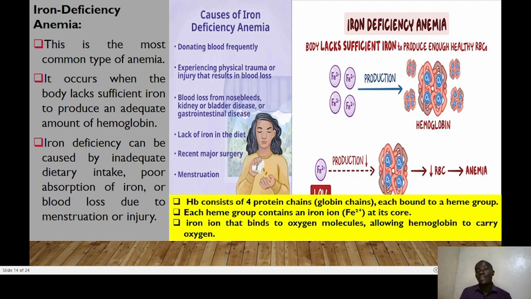So you find that in iron deficiency anemia, the body will lack sufficient iron to produce enough healthy RBCs. So normally hemoglobin consists of four protein chains. These are the globin chains, and each is bound to a heme group. So each heme group contains an iron, that is an iron at its core. So it is this iron that normally binds to oxygen molecules, allowing hemoglobin to carry oxygen. So if not there, then the hemoglobin will not be formed and oxygen will not be transported to different parts of the body.